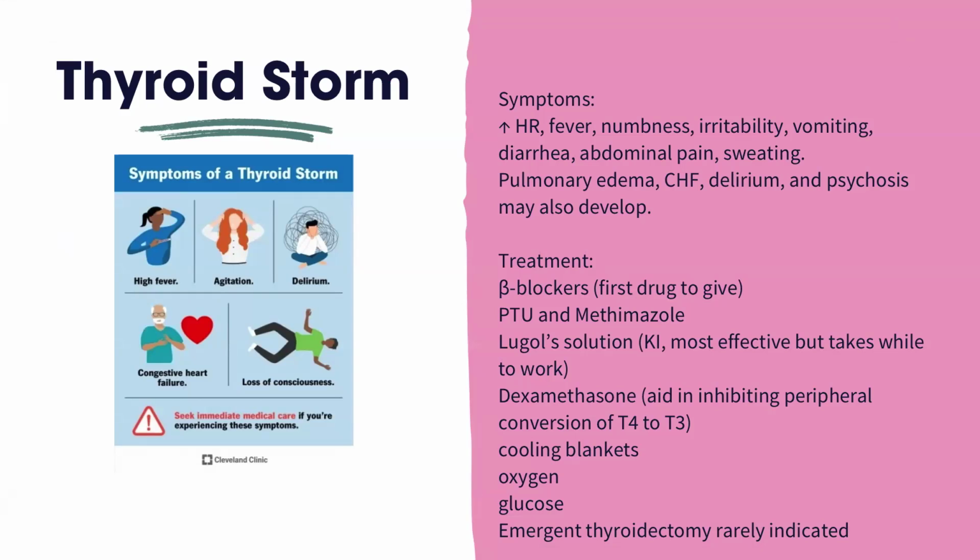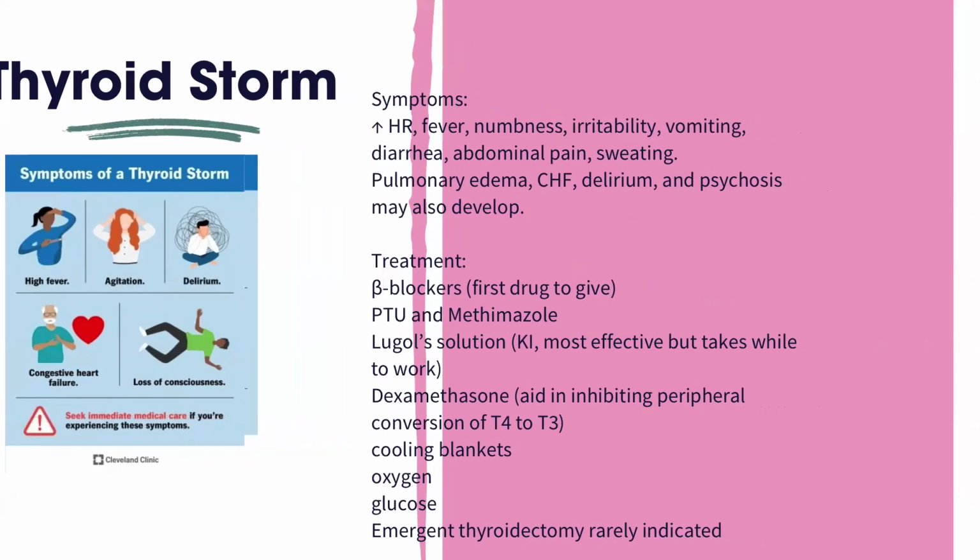Lugol solution, the same thing, is effective, but does take a while to work. So you want to give some supportive therapy while you're giving these medications. So cooling blankets, oxygen, dexamethasone. This was on our practice test as well. So this inhibits peripheral conversion of T4 to T3, so it can also be used for thyroid storm.